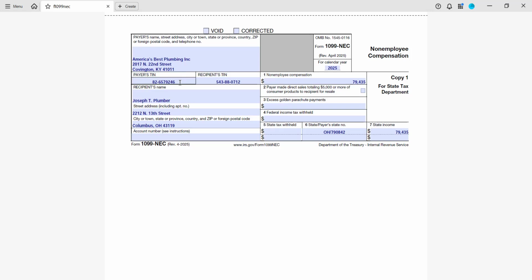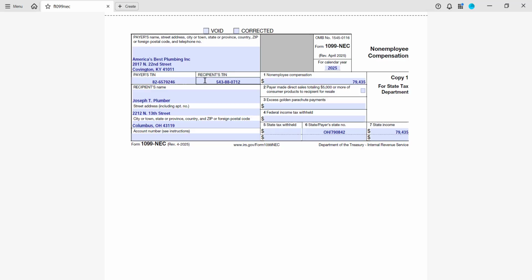Next, we're going to look at the payer's tax identification number. So this is America's Best Plumbing's tax identification number, which is their EIN. This 9-digit number helps the IRS track payments and then also information forms that have been issued by America's Best Plumbing. So they'll use this for issuing W-2s, 1099s, you get it. And it can be found on the EIN letter that you receive after submitting your SS4 to get an EIN.